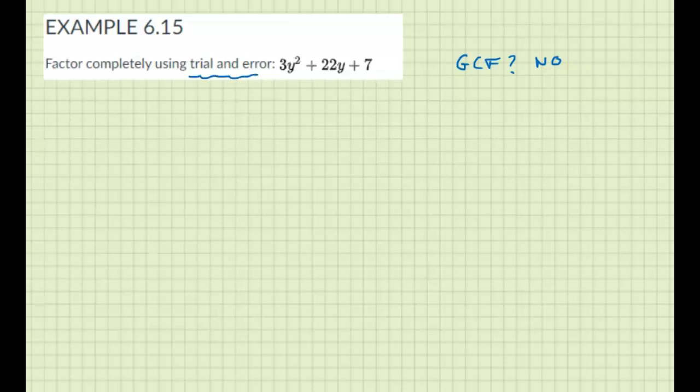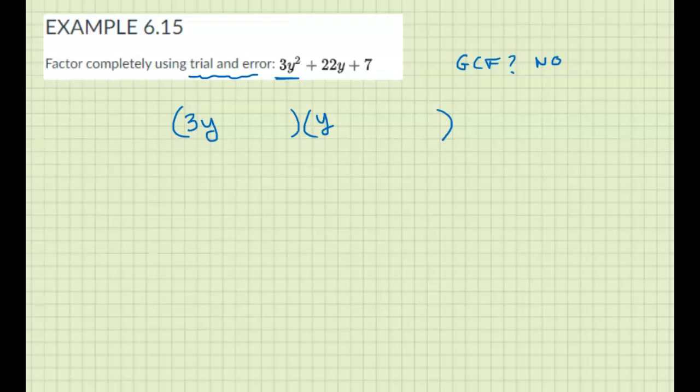Now, trial and error basically tells you to start with 2 parentheses. You want to split this up, right? And sometimes there's more than one choice, but here the only choice is 3y times y. Right? It doesn't matter if you put y and 3y, you basically end up with the same thing.